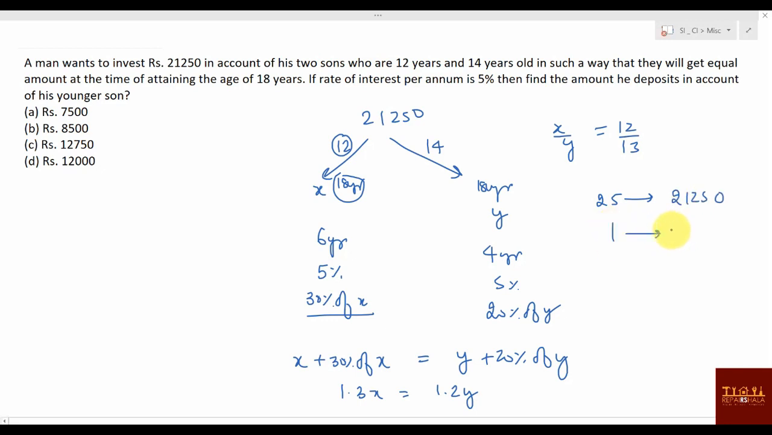So one value is given as 12 8s and 12 5s, 850. One value is 850. What they are asking is to find the amount he deposited in the account of the younger son. Younger son means X value they are asking. So X value is 12. So 12 value will be 850 into 12. So what will be that value? 12750.